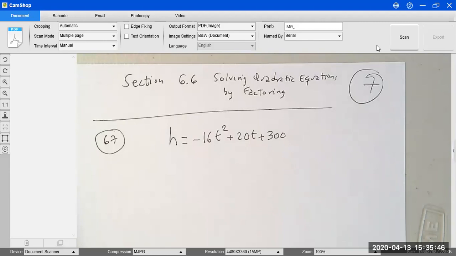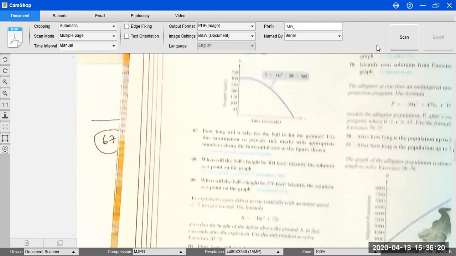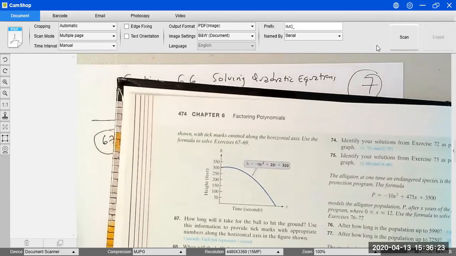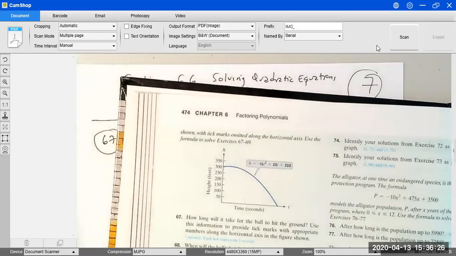On page 473, the problems indicate that a ball is thrown straight up from a rooftop 300 feet high. The formula h equals negative 16t squared plus 20t plus 300 describes the ball's height above the ground, h in feet, t seconds after it was thrown. The ball misses the rooftop on its way down and eventually strikes the ground. The graph of the formula is shown, with tick marks omitted along the horizontal axis.